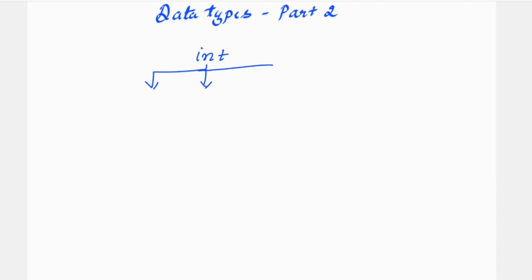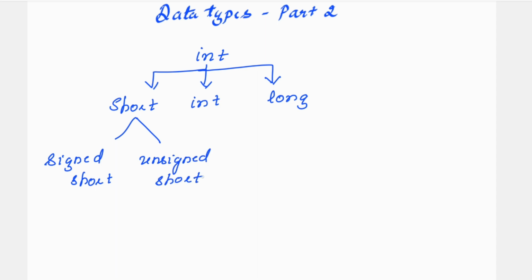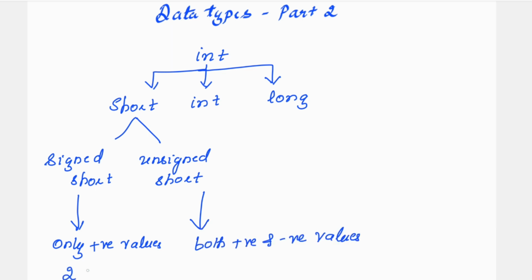So in the previous session, we have seen that there are three types. One is the short, or you can write simply int, and the other is the long. We have the signed short and unsigned short. The signed short will accept what? Only positive values, whereas the unsigned short will accept both positive and negative values. And what about the memory? Signed short will occupy 2 bytes in the memory, whereas unsigned short also occupies 2 bytes in the memory. So whenever you are giving a value for the signed short or unsigned short, it takes 2 bytes of memory.